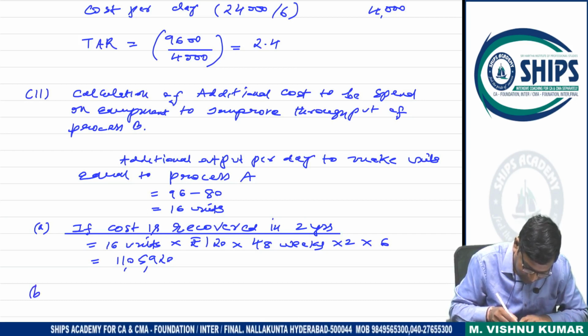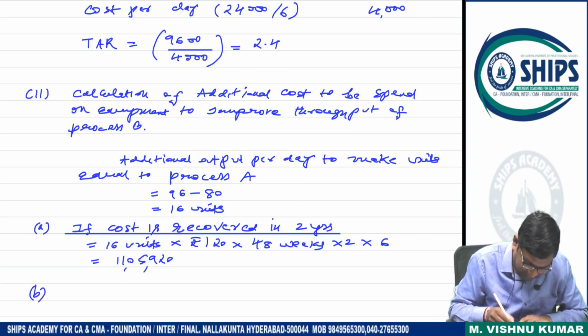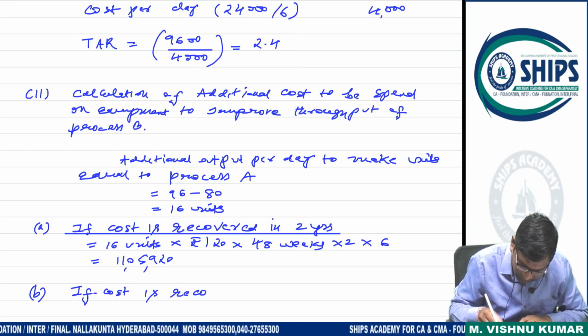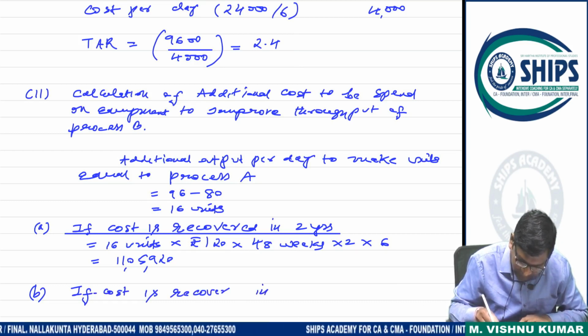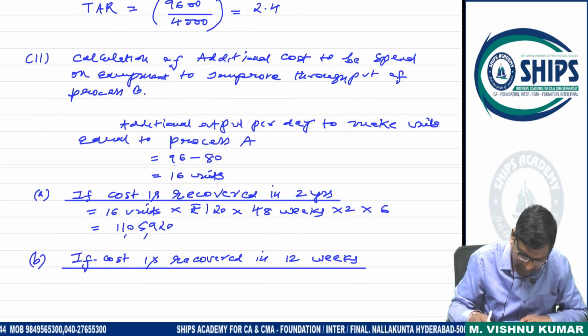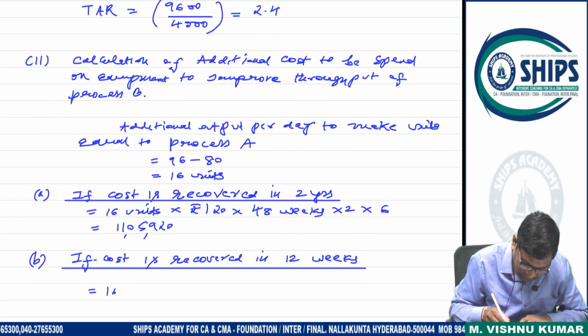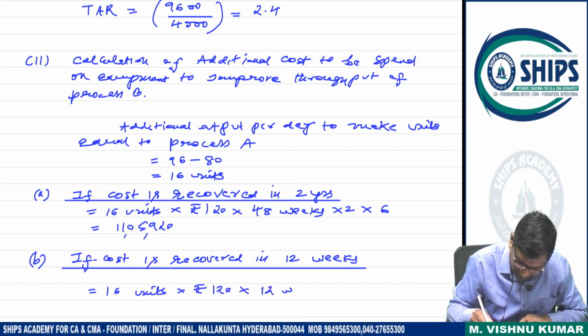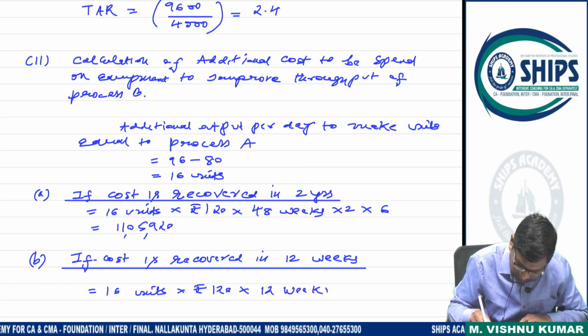Now B. If the cost is recovered in 12 weeks, same again: 16 units into 120. Here 12 weeks will come. Into 2 years will not come here. Into 6 days only.